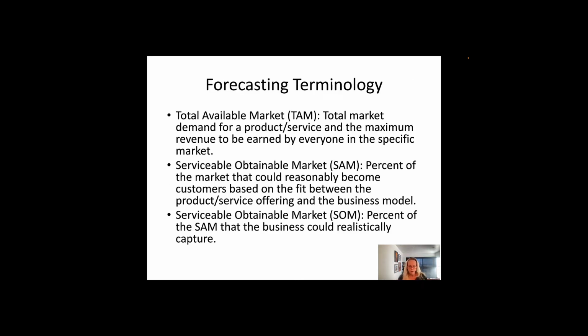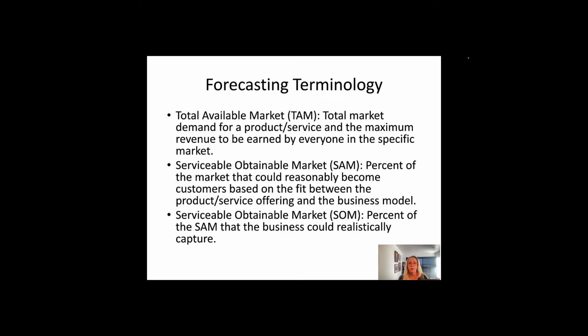So let's talk about some forecasting terminology. Total available market, also known as TAM, is the total market demand for a product or service and the maximum revenue to be earned by everyone in that specific market.